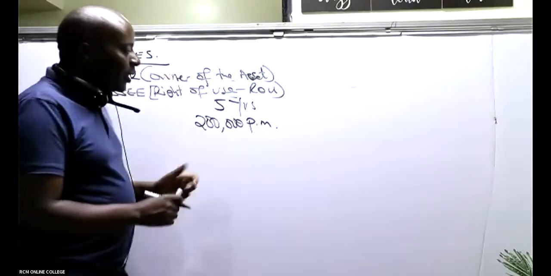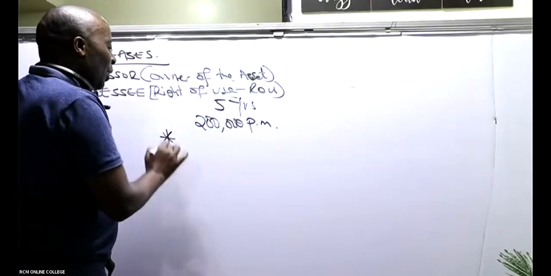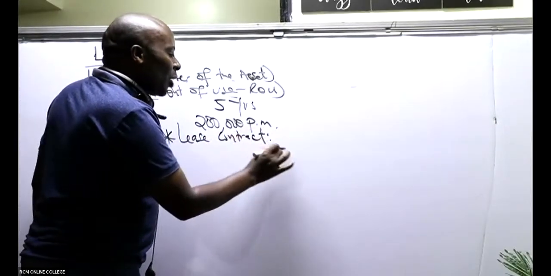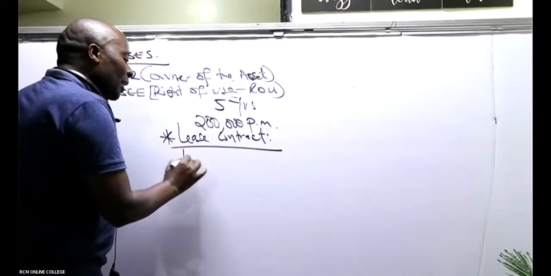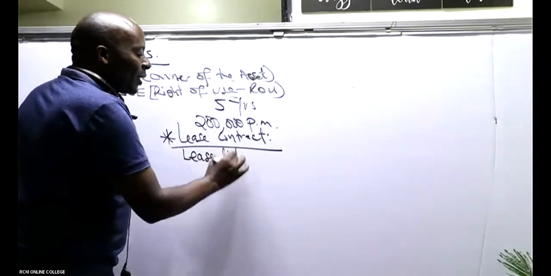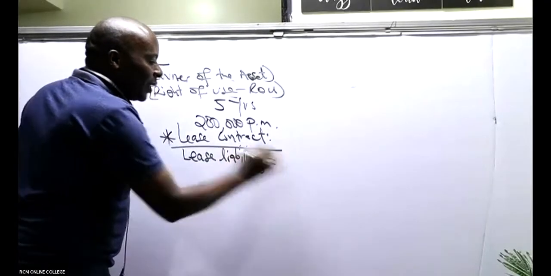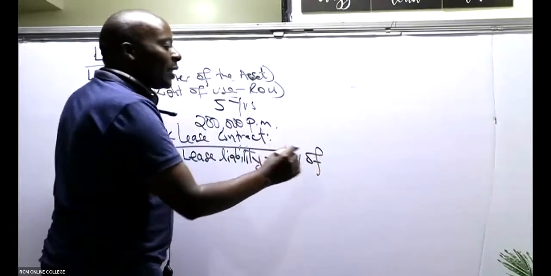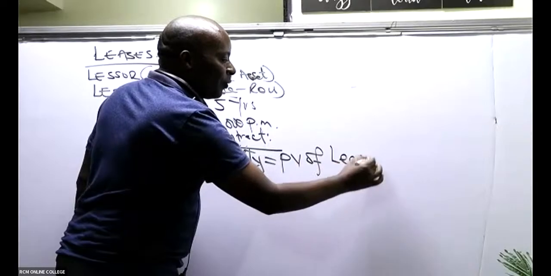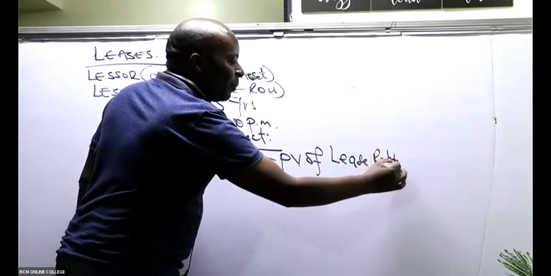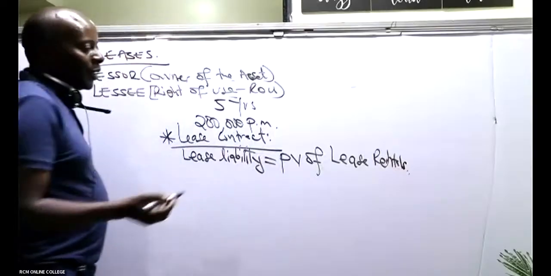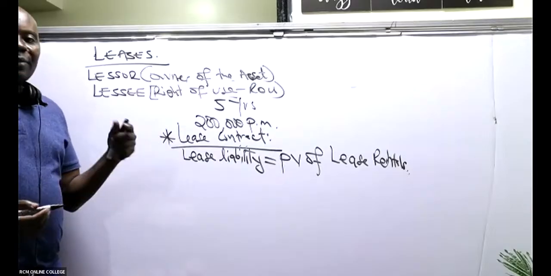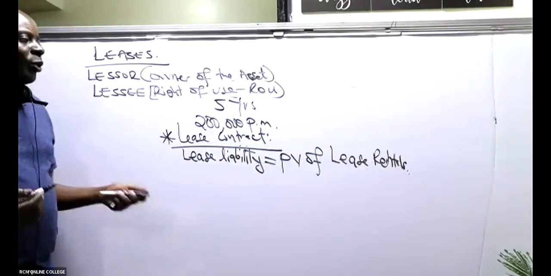So the very first thing you do whenever you sign a lease contract is to recognize what we call a lease liability. And to get this lease liability, we normally take the present value of lease rentals. I told you, ladies and gentlemen, remember in financial reporting, you will not even be given tables. You need to know how to calculate this.